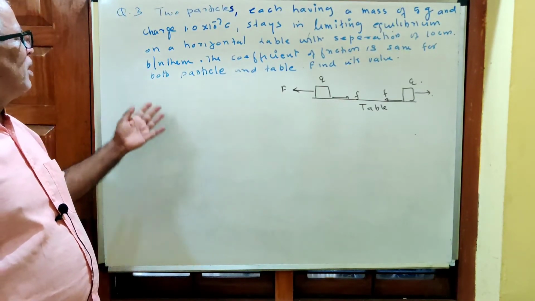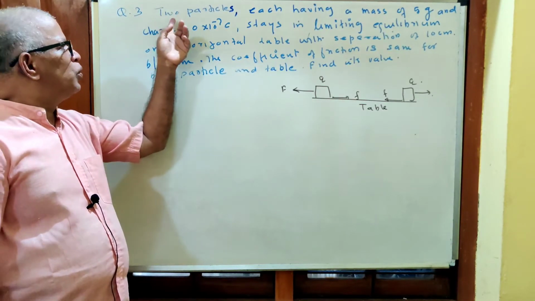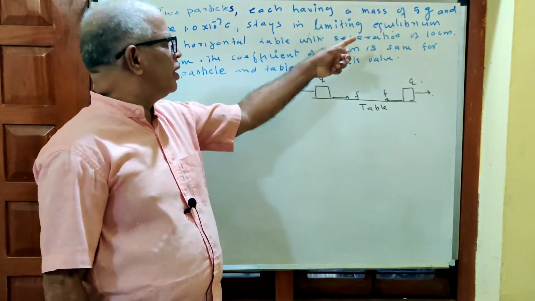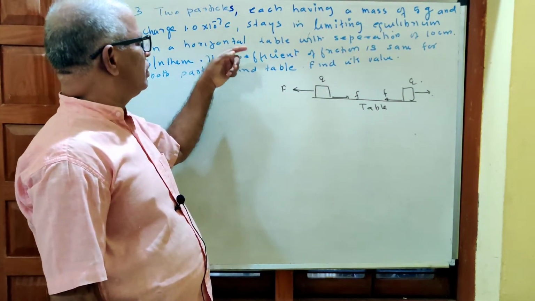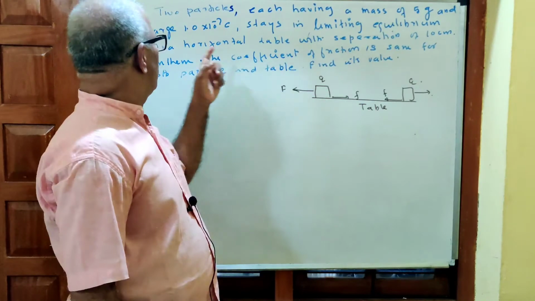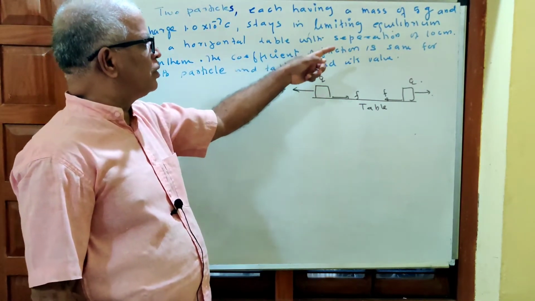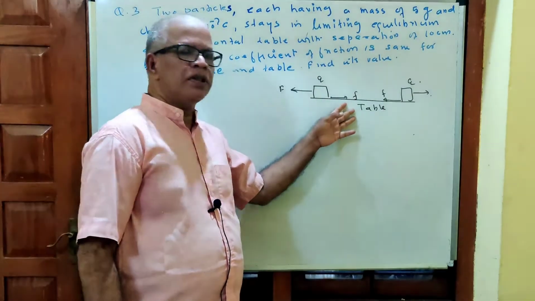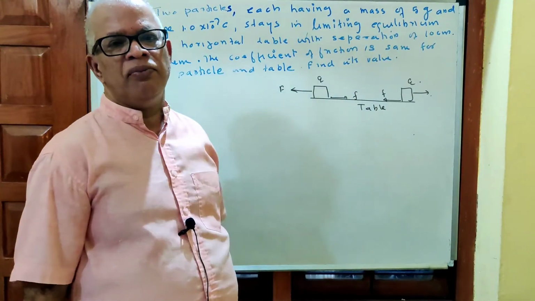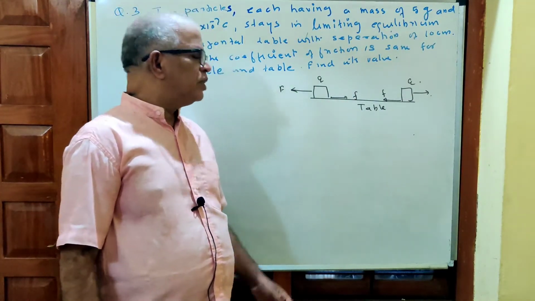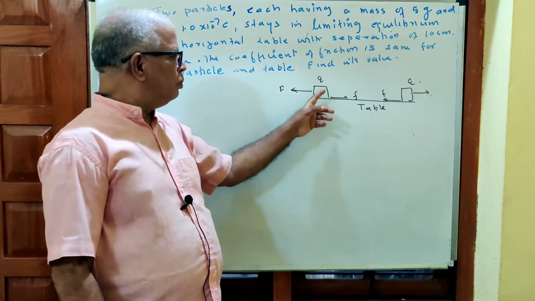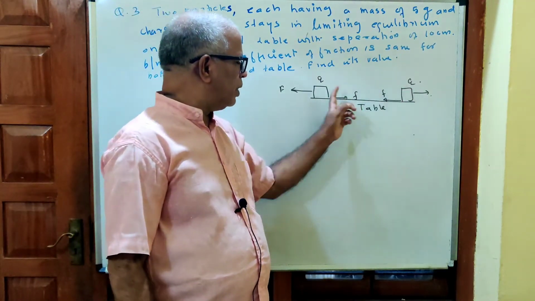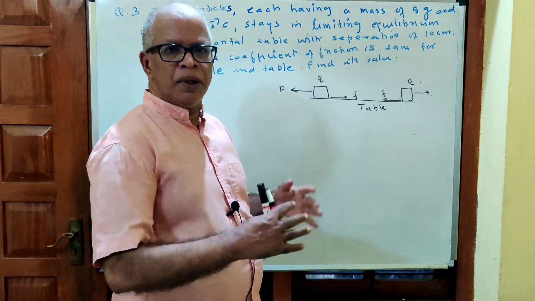Let us do one more problem. Two particles each having a mass of 5 gram and a charge this much stay in limiting equilibrium on a horizontal table with a separation of 10 cm between them. The coefficient of friction between these two particles and the table is the same. Find the value of mu. So it's in limiting equilibrium. Both particles have the same charge, so they repel.